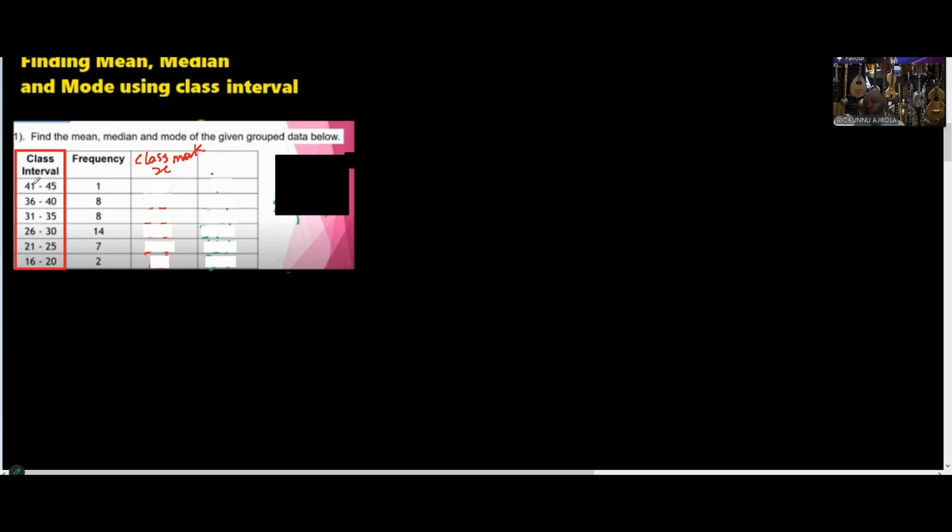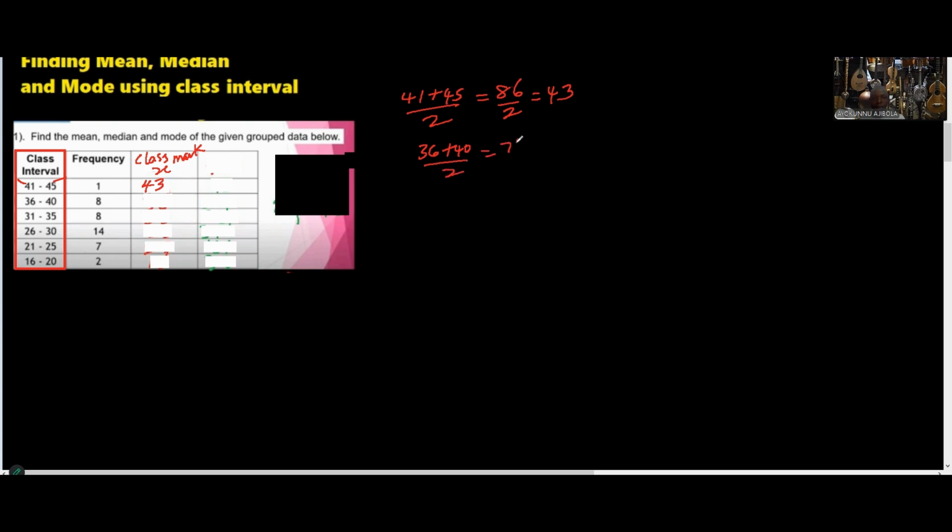So how do I get my class mark? I will add the upper boundary and the lower boundary of the interval, then divide by 2, like 41 plus 45 divided by 2. What is 41 plus 45? 86. 86 divided by 2 is 43. So this is going to be 43. Can you tell me what the next one should be? 36 plus 40 is 76, divided by 2 is 38. Right?